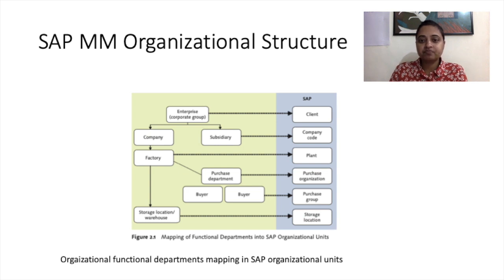Then the company and the subsidiary represents company code in SAP. Then the factory represents the plant, and below that we have purchase department that represents the purchase organization, and then we have purchase groups, that we have the buyers called purchase groups. Then there is a storage location. The warehouse is also called the storage location in SAP.